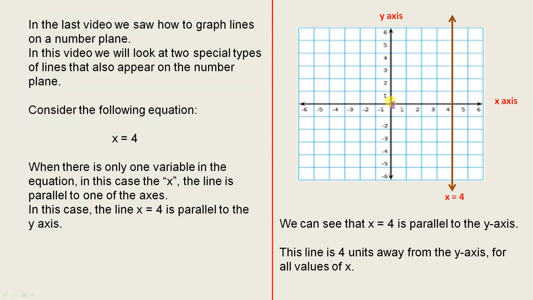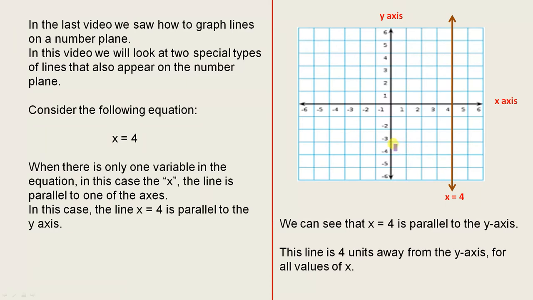If you start here at the origin and you move 4 places to the right, you land on the number 4. If you start here, you move 4 places to the right, you land on the number 4. If you start here and move over here to the right, you land on the number 4.